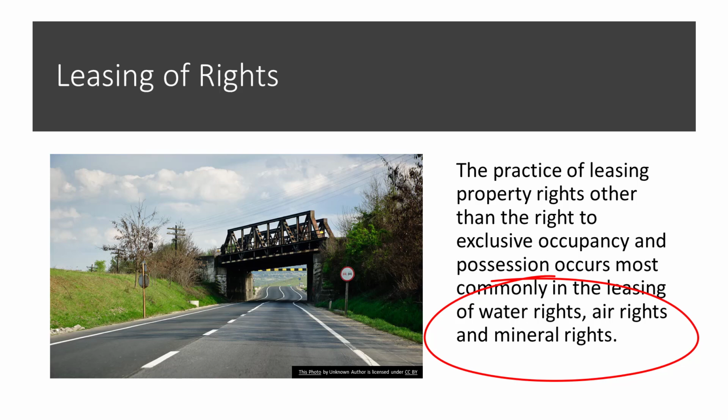Another example of a rights lease is where a railroad wants to erect a bridge over a thoroughfare owned by a municipality. The railroad must obtain an air rights agreement of some kind, whether it be an easement, a purchase, or a lease, before it can construct the bridge.